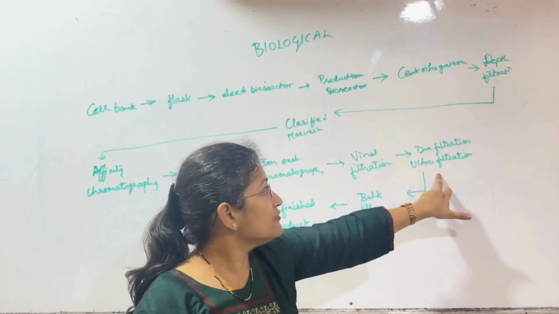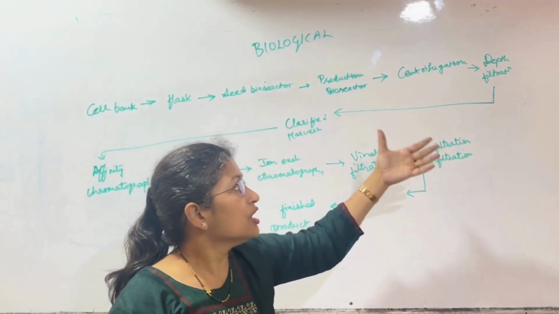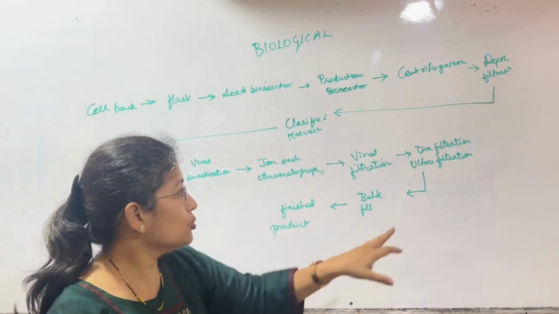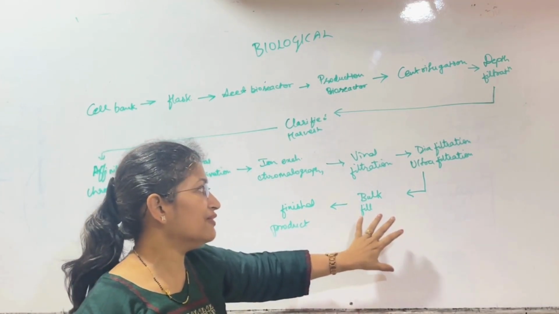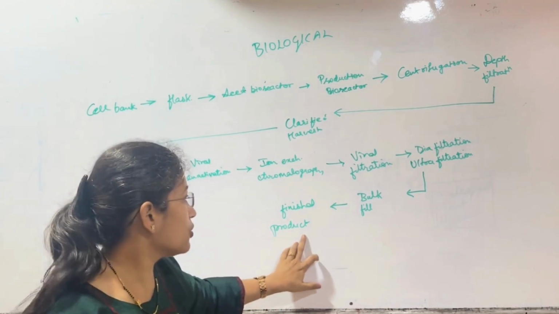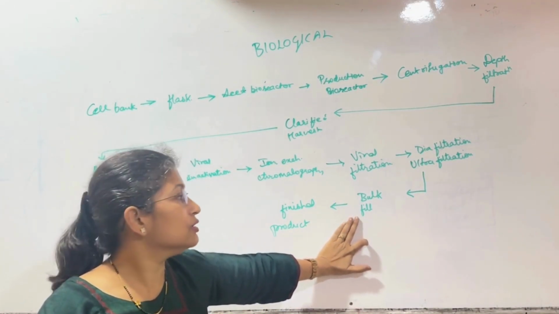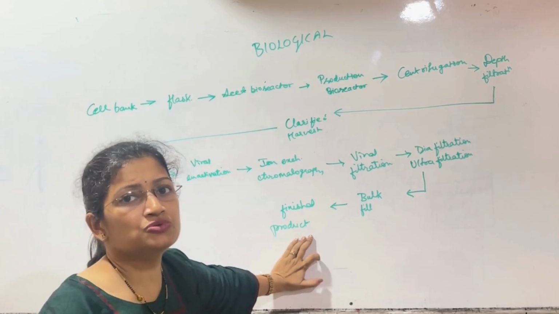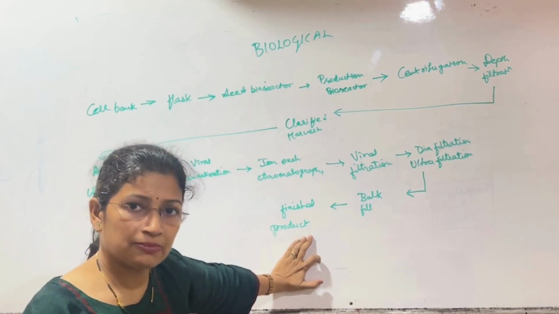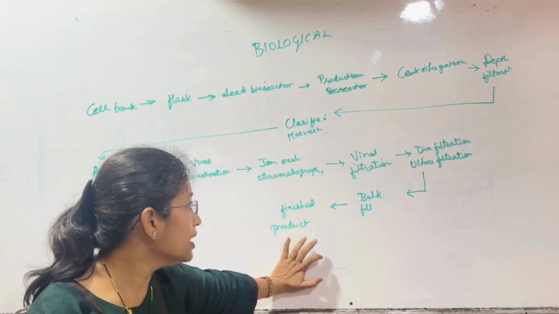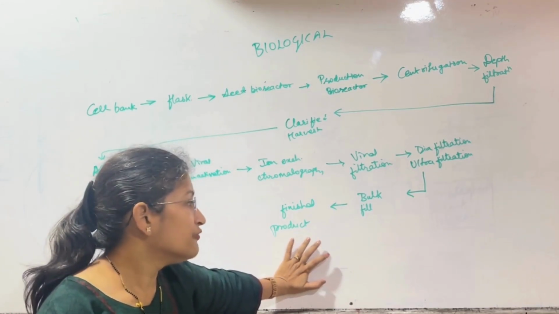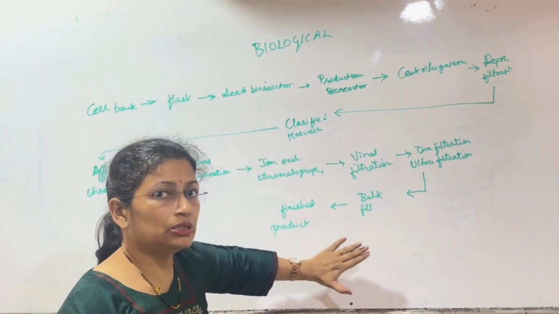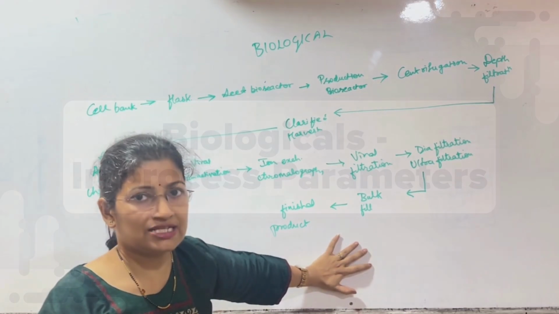Then diafiltration or ultrafiltration, wherein with force the solute will be passed through membranes. Then bulk fill, and from bulk fill it is finished formulation. So here we are getting our API, and then from here we will add preservatives to make it more stable, or stabilizers will be added, and then we will get it as a finished formulation. So this was a brief overview of the manufacturing of biologicals.